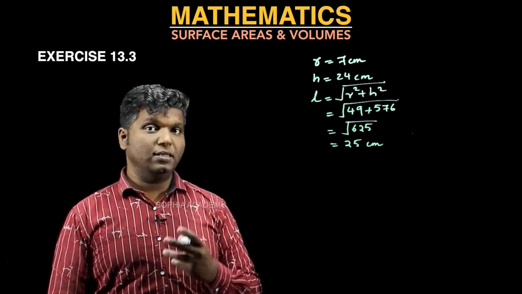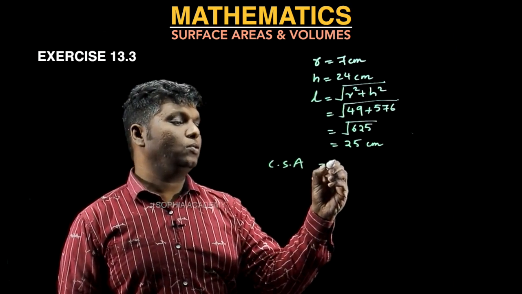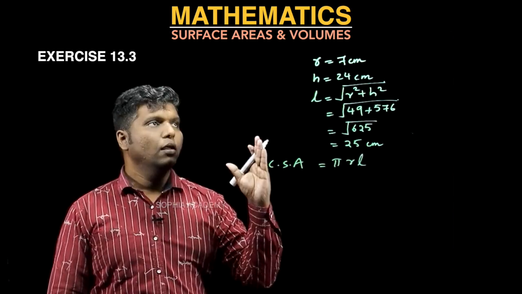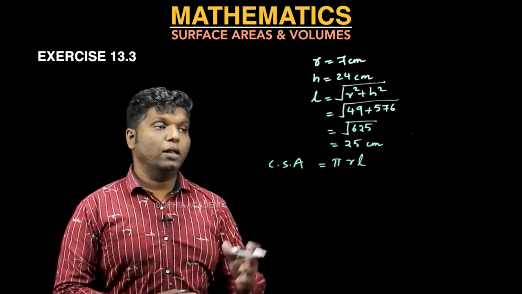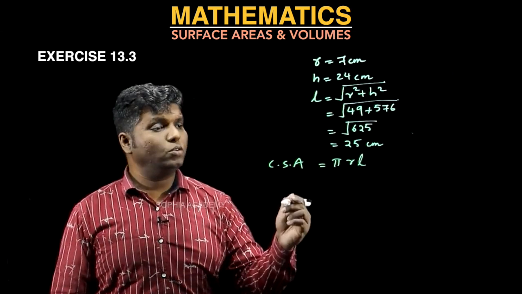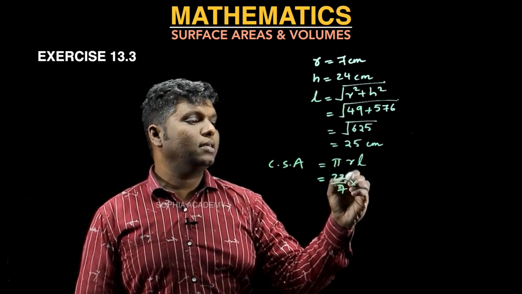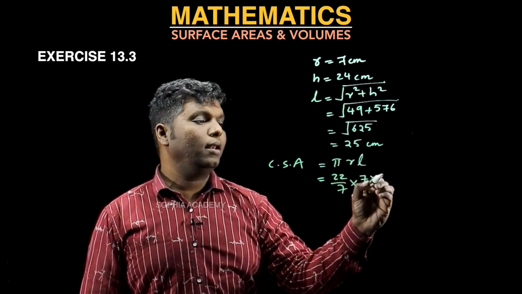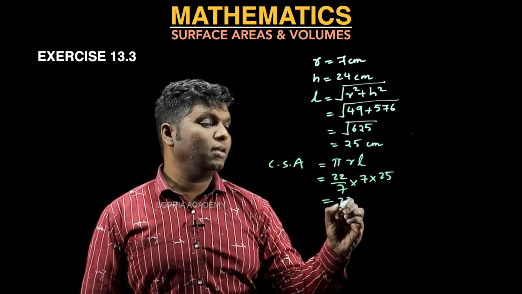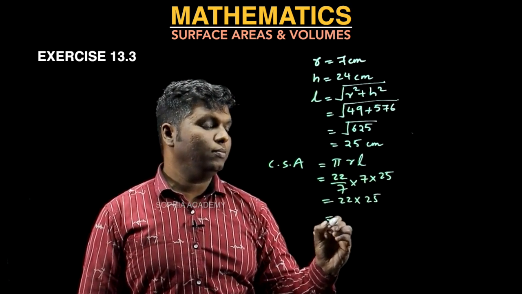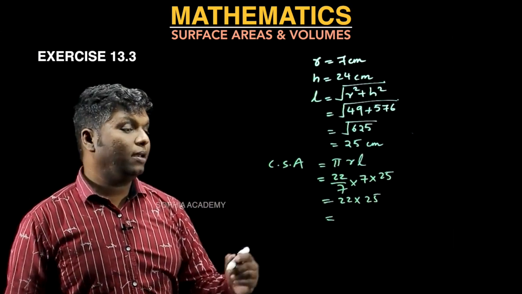Now you have to find the CSA. The CSA of the cap is equal to pi r l. If it is given that you have to take 3.14, you will go with that one. Anyhow here it is not mentioned, so we will take 22 by 7. 22 by 7 into the radius, which is 7 itself, into l, which is 25. Multiplying them together, the 7 and 7 we can cancel, 22 into 25. That's equal to, see, 22 multiplied by 25, what's the answer? It is 550.